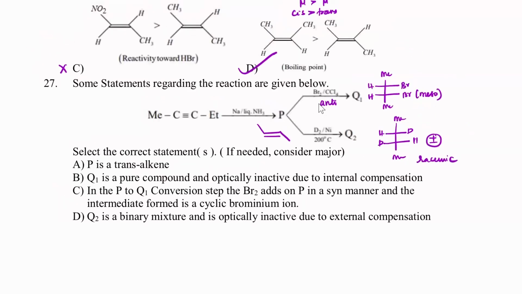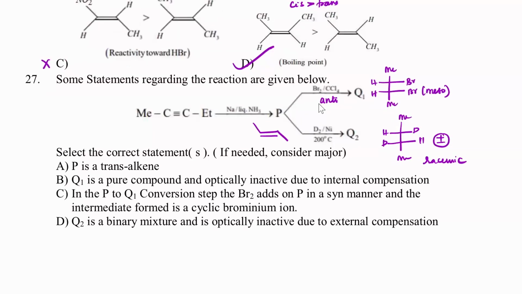So first identify the idea about P, Q1 and Q2. Now go for the options. P is a trans alkene. True. Q1 is a pure compound and optically inactive due to internal compensation. True.